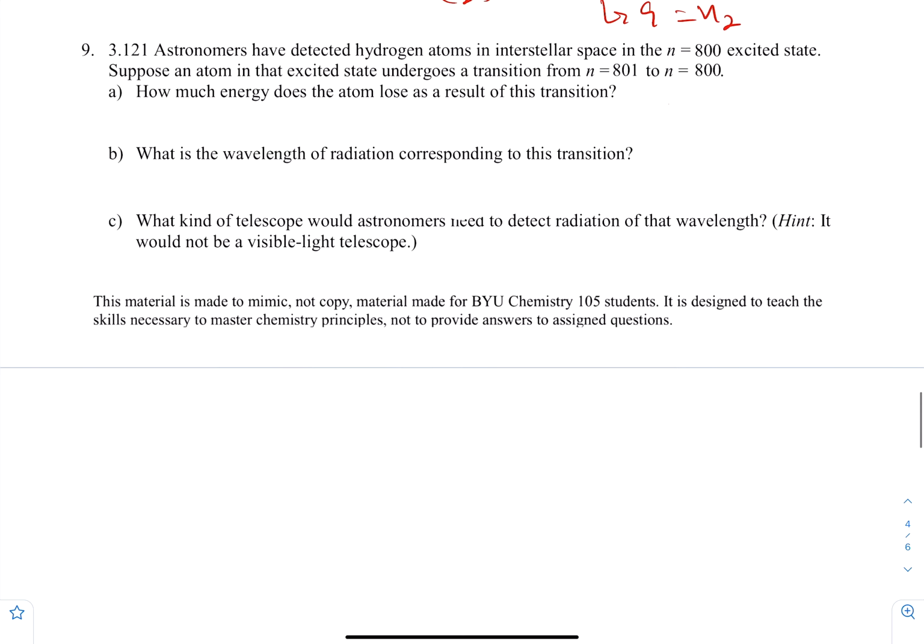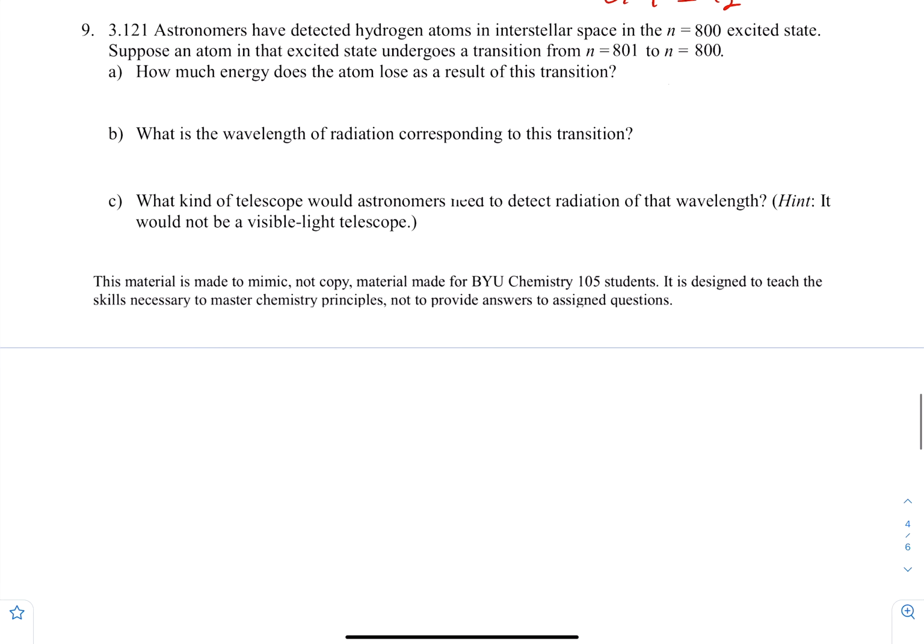All right, number 9, last one. Astronomers have detected hydrogen atoms in interstellar space in the n equals 800 excited state. Suppose an atom in that excited state undergoes a transition from n equals 801 to n equals 800. How much energy does the atom lose as a result of this transition?